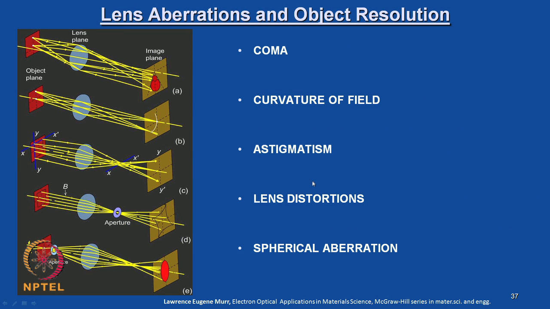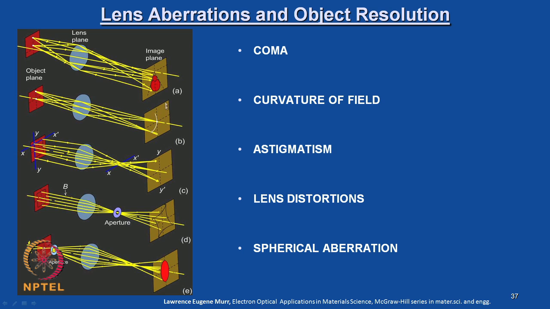So it is just a recap of what we have seen, the type of aberrations, the schematic. I have put everything in one image because we have already seen them in much more detail when we discussed the light optical systems. The first schematic shows the coma effect, the second describes the curvature of field, the third is astigmatism, the fourth is lens distortion, and the fifth is spherical aberration.